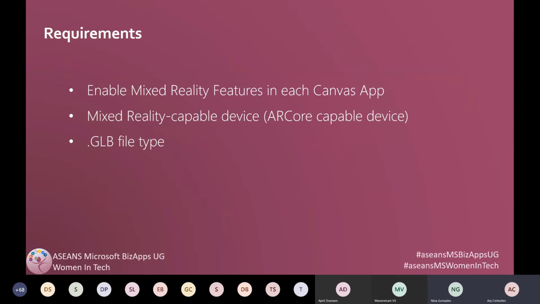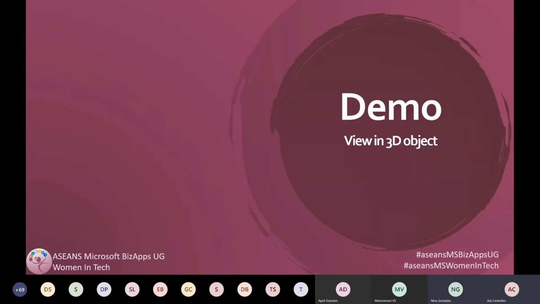Here are a few things to remember before we build our Canvas app. First, we need to enable the mixed reality features in each of our Canvas apps. Then our mobile phone should be a mixed reality capable device, and the supported file type for the 3D objects that we need to use is the .glb file type. So now we are going to do some demos in 3D objects.